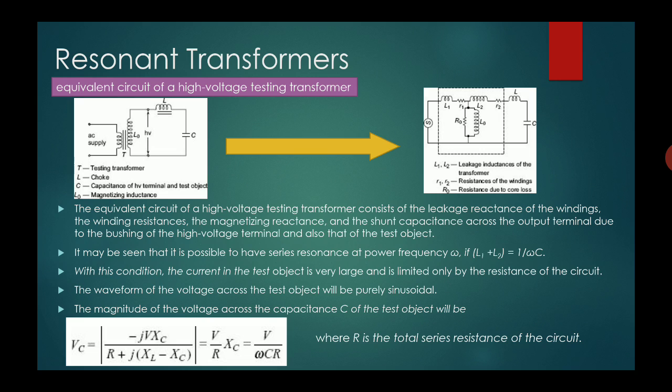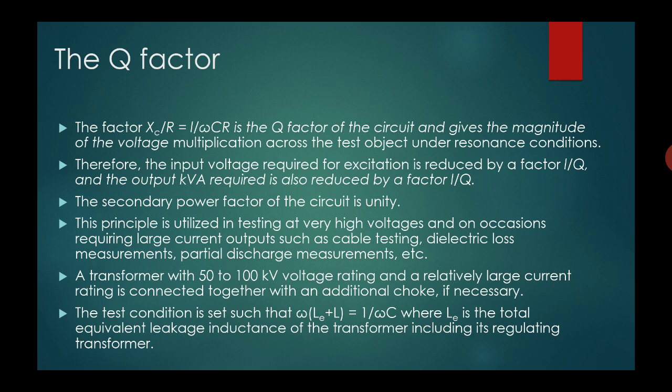The magnitude of the voltage across the capacitance of the test object will be given by this equation. So this is the Vc, or the voltage across the capacitor, which can be given in terms of V by omega Cr, where R is the total series resistance of the circuit. Now in your previous semesters you have learned about the Q factor. So here the Q factor is also present. We'll be talking about the Q factor and how the Q factor helps in this generation of high voltage, we'll see.